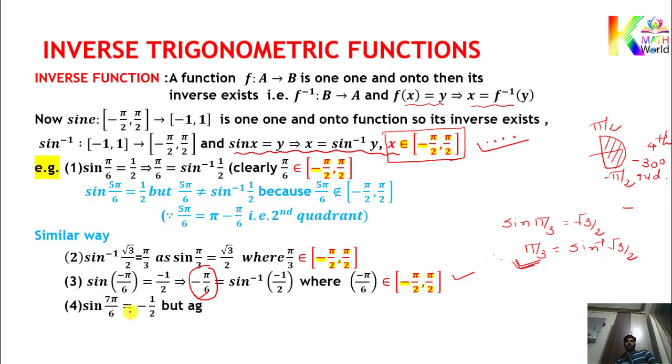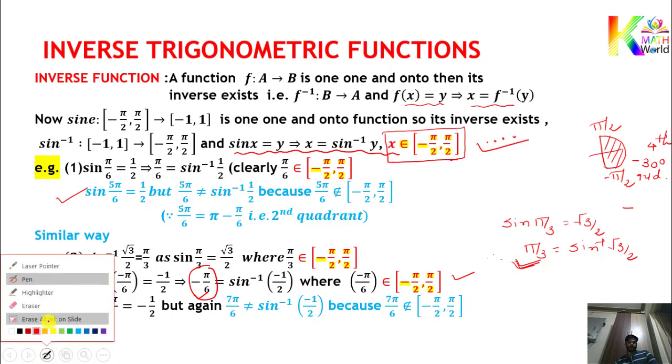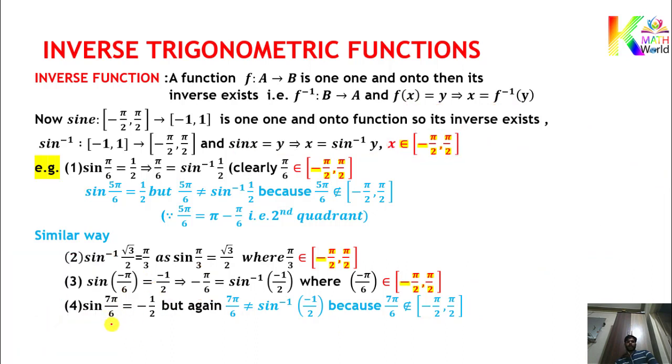next illustration, 7 pi by 6, almost parallel to this one. Sine of 7 pi by 6, we discuss it. Okay, 7 pi by 6, so firstly we see in which quadrant you got this value. So 7 into pi by 6, that is 30 degree. So 7 3s are 210. 210, it means more than 180. More than 180, it means which quadrant you got? Third quadrant.